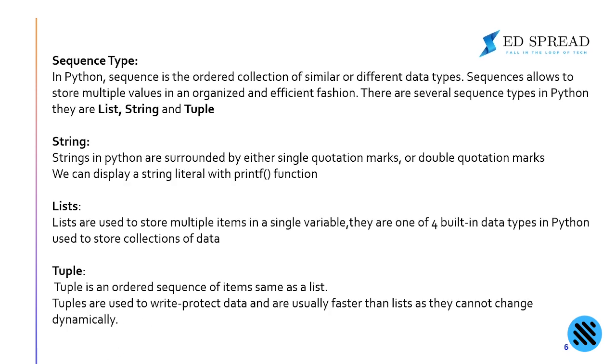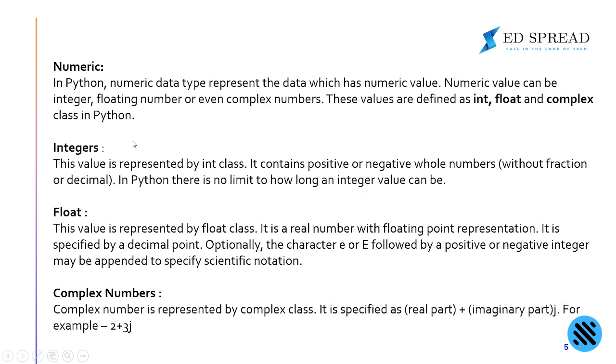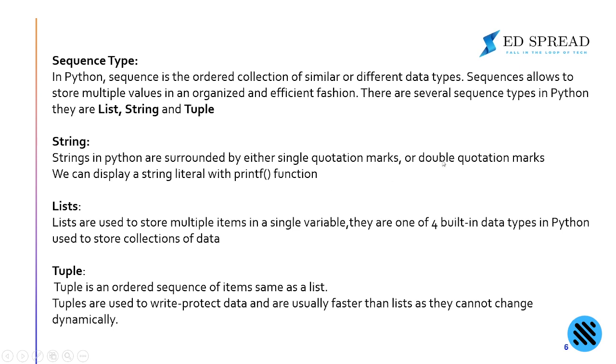And let us now see sequence type. So in Python, sequence is the ordered collection of similar or different data types. So we have seen three different types here: integer, float, and complex number, right? So now let us see. Sequences allow us to store multiple values in an organized and efficient fashion.